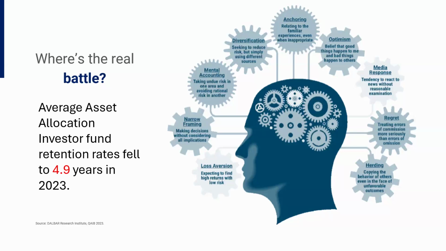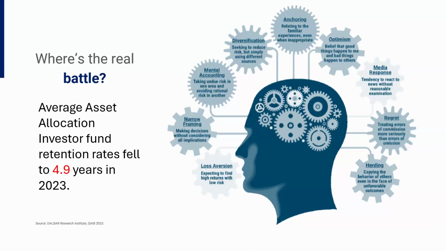So this comes from the Dalbar study, which comes out every year. We just got the new copy. And the average asset allocation investor, the typical person who owns both, let's say, stocks and bonds, the rate of retention, how long they keep an investment before changing it, fell to about 4.9 years, so less than 5 years in 2023. Over the years, we've seen this study range between 3.5 and 5 years roughly, but most folks are changing things way more often than they should be.